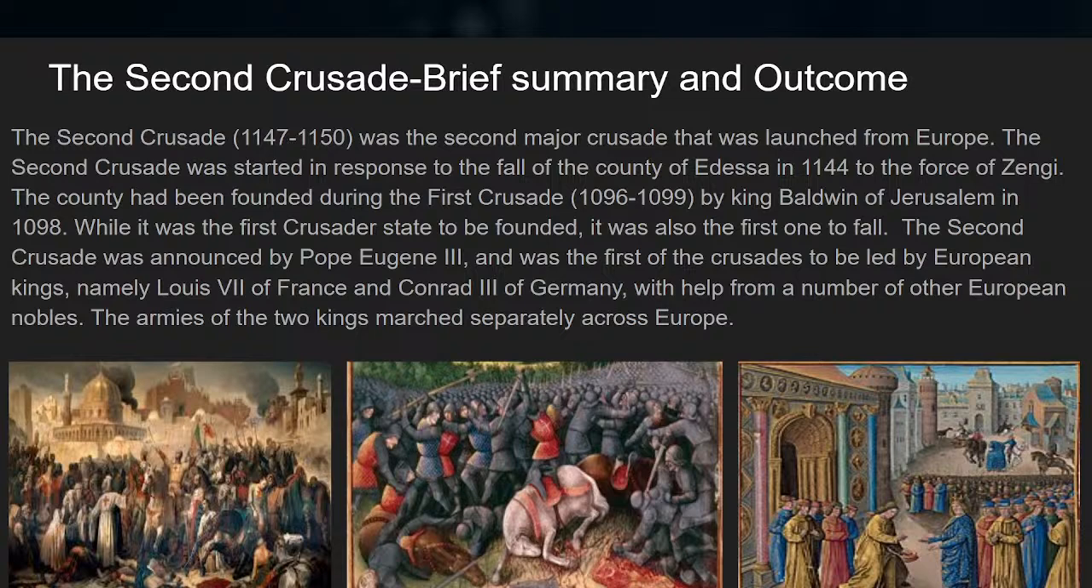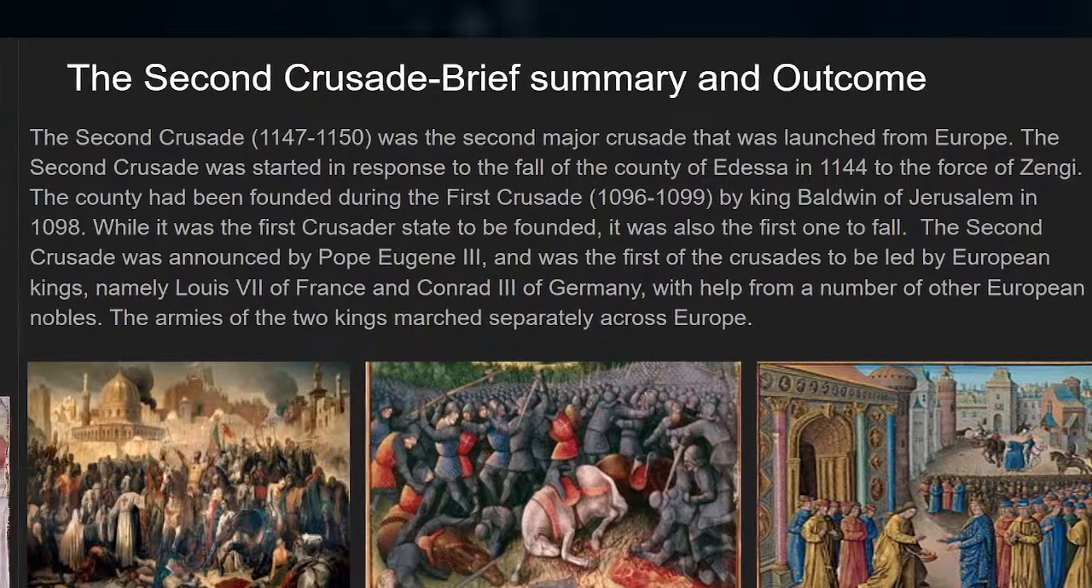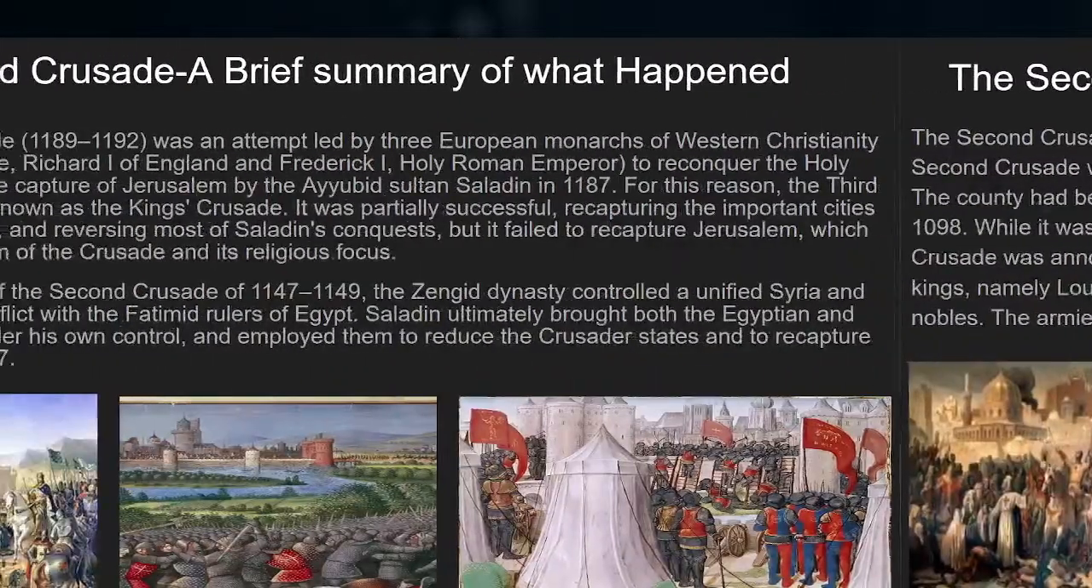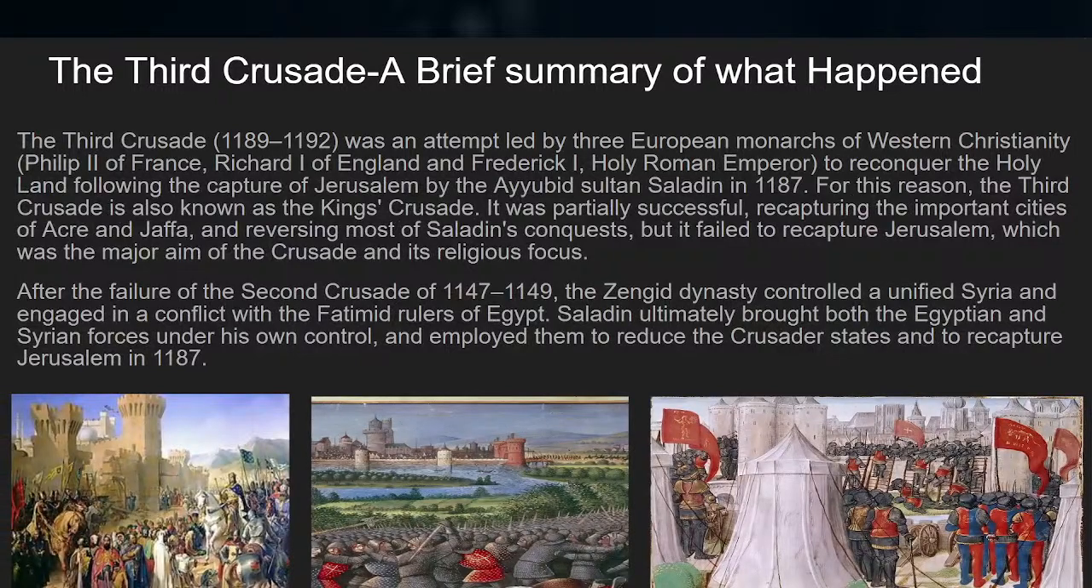All right, here's another picture of Islamic Jerusalem. Here's a picture of one of the battles, and here's another picture of a siege. The grand mosques over there mean that it was under Islamic rule. All right. Now let's go to the next slide, please.